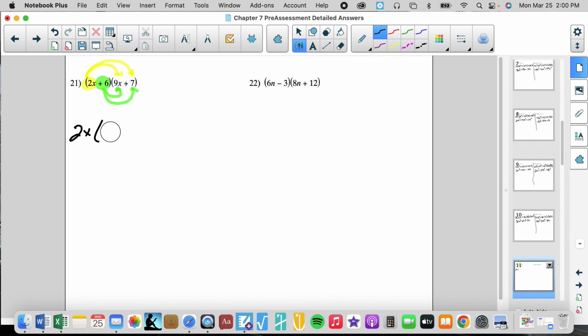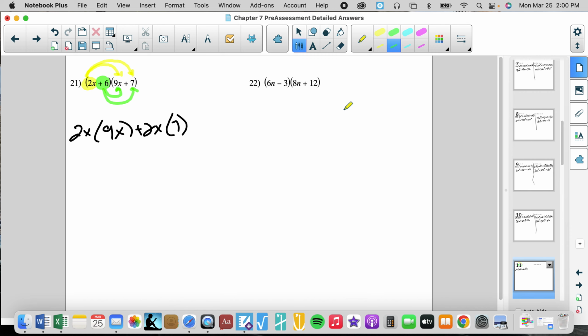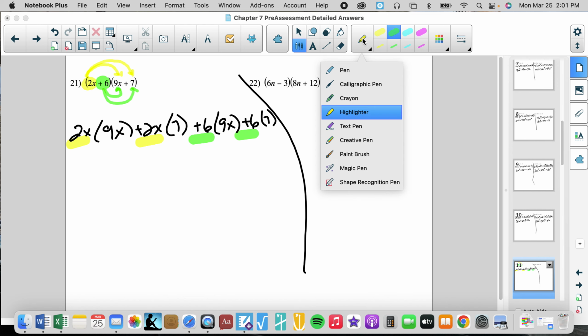2x times 9x plus 2x times 7. That's the yellow portion, the 2x that we distributed to the 9x and the 7. And then we are going to distribute the 6 to the 9x and the 6 to the 7. So that second piece is the 6 being distributed to each of the things inside the second binomial.